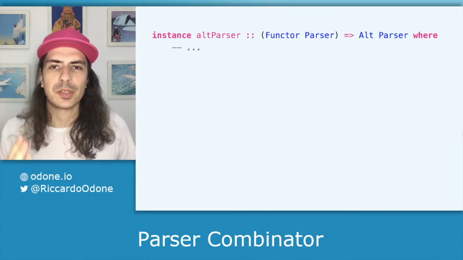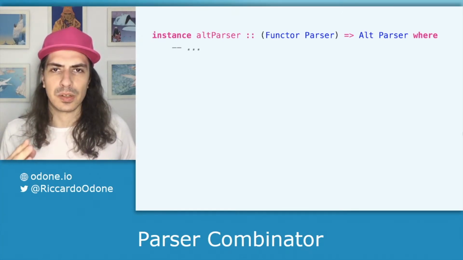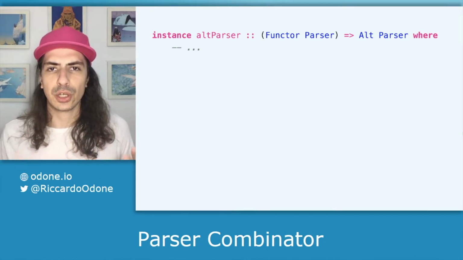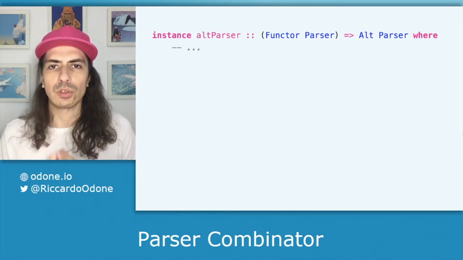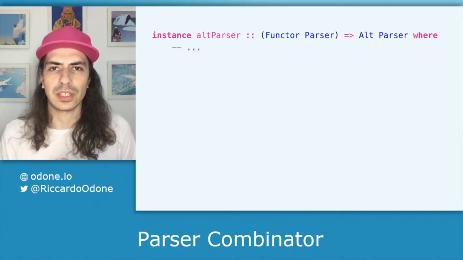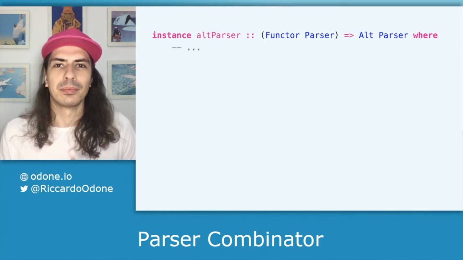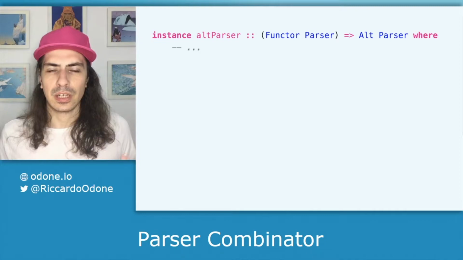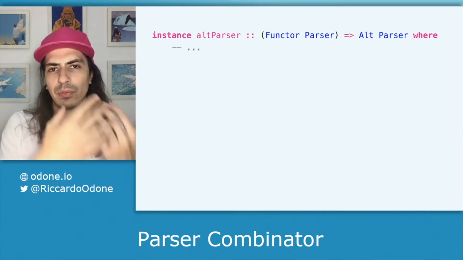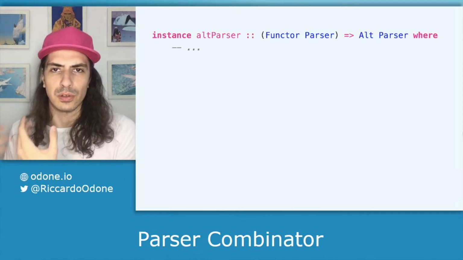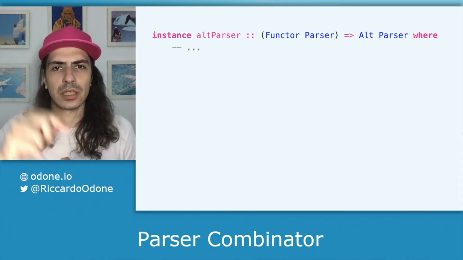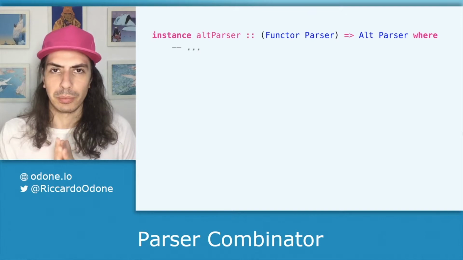Now, in PureScript, type classes are more granular than Haskell, so alt is part of the alternative type class we find in Haskell. In any case, alt represents the idea of a choice between alternatives, which is exactly what we used in the previous slide with that less than pipe greater than operator, which allows us to compose parsers in a way that if the first one fails, the second one is tried, and so on and so forth. The definition of the type class is not shown here, but you can check in the description of the video if you want to dig deeper.